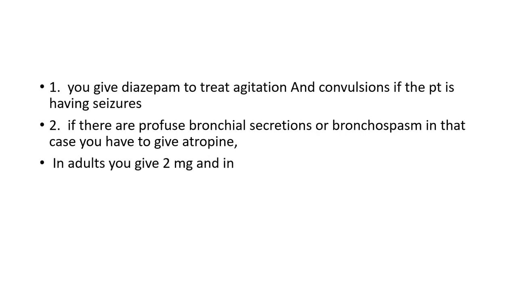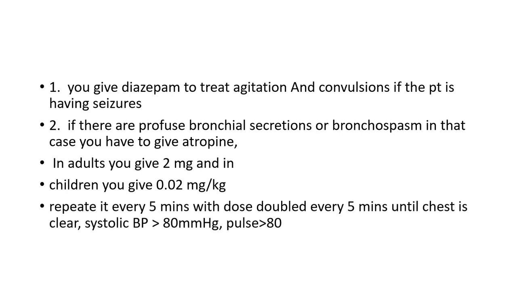If there are profuse bronchial secretions or bronchospasm, in that case you have to give atropine. In adults, you give atropine 2 mg, and in children you can give 0.02 mg per kg, and then repeat it every 5 minutes with the dose doubled every 5 minutes until the chest is clear, systolic blood pressure is greater than 80, and the pulse is greater than 80.